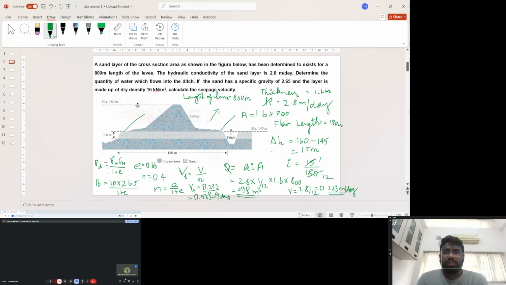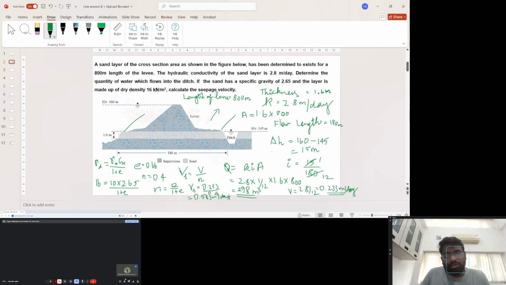So ideally, all the three unknowns have been calculated. First is the discharge that takes place through the sand layer, that is the discharge through the sand layer and which gets collected in the ditch in the downstream end. That comes to around 298 meter cube, and the flow velocity, that is the discharge velocity, is 0.233 meter per day, which is from Darcy's law, and seepage velocity comes to 0.583, which is obviously reasonable because it is greater than the discharge velocity.